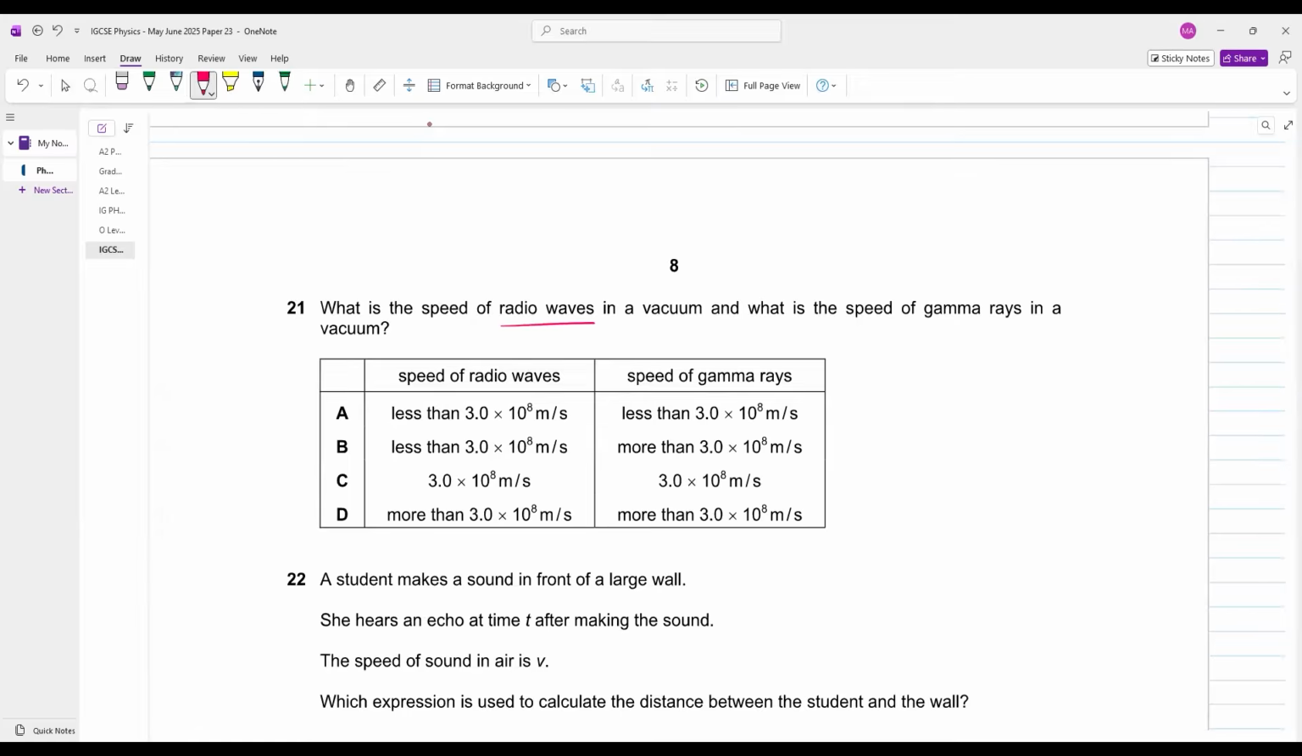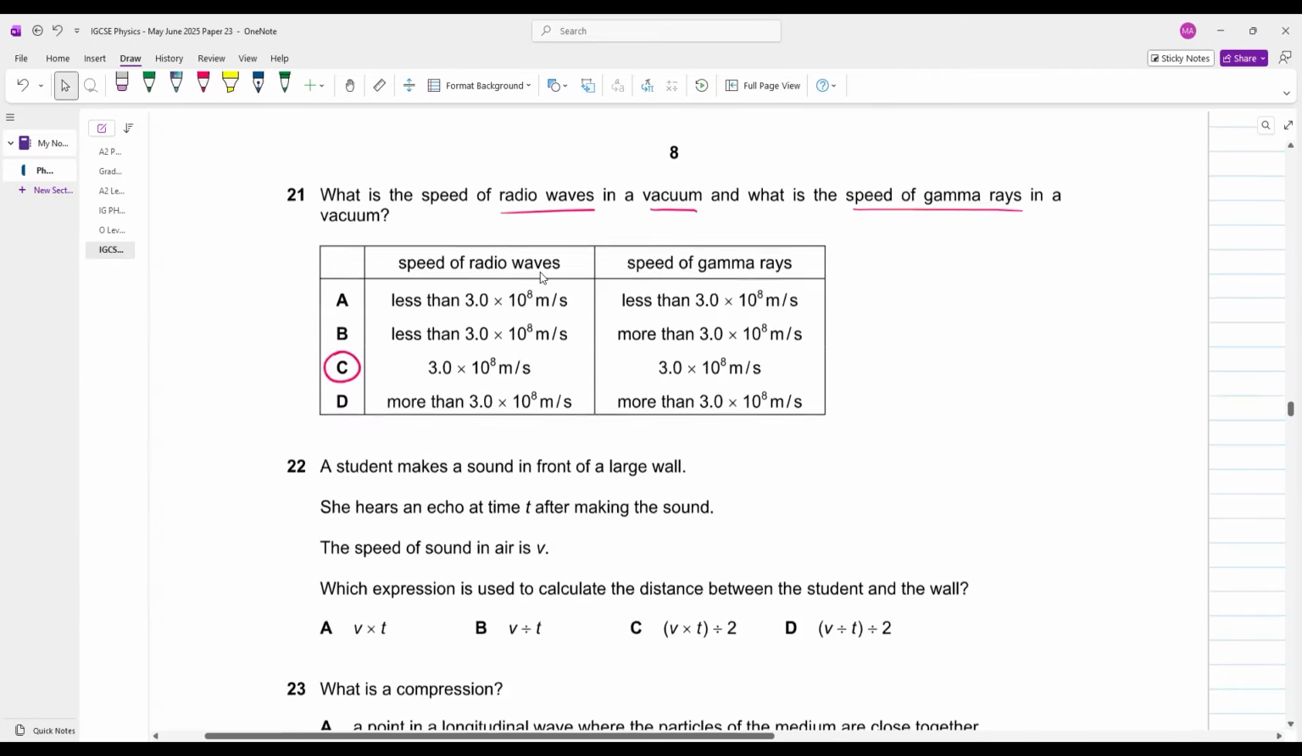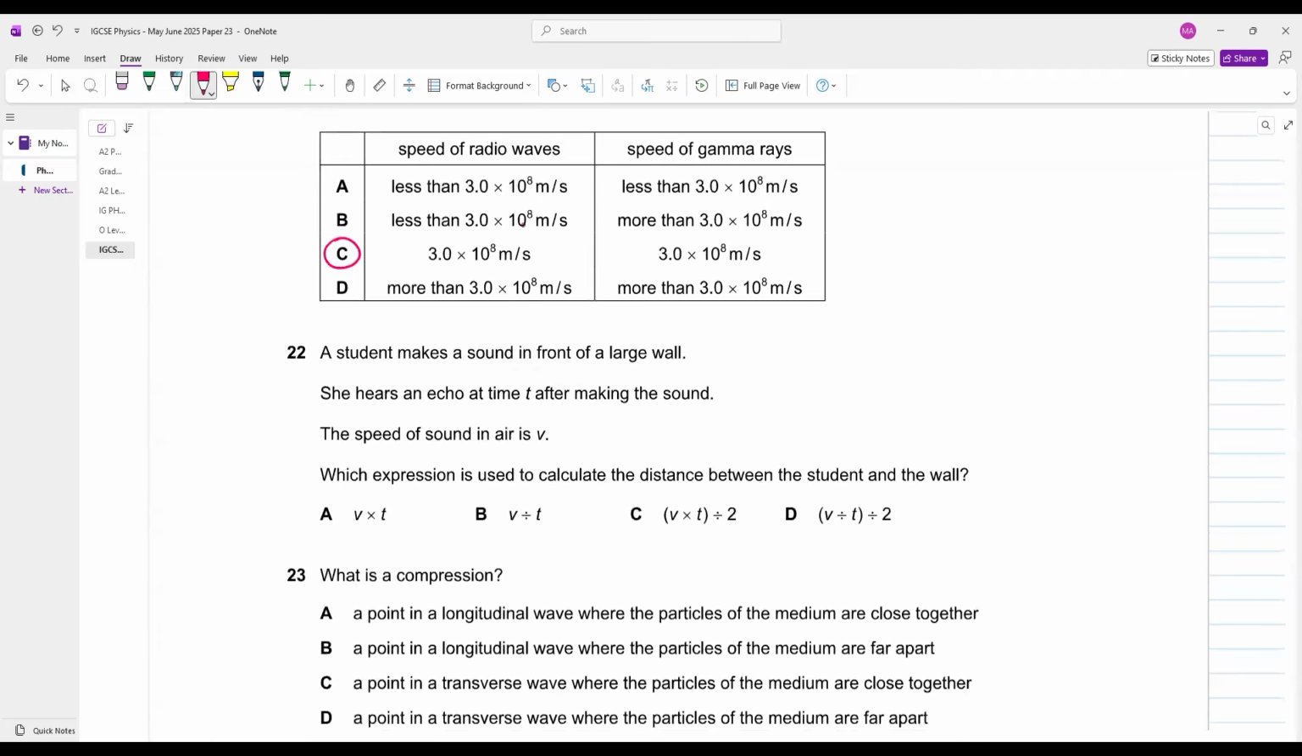आगे बढ़ते हैं, 21 पे आते हैं. What is the speed of radio waves in a vacuum and what is the speed of gamma rays in a vacuum? Radio waves की क्या speed है? 3 into 10 raised to the power of 8. Gamma rays की क्या speed है बेटा? 3 into 10 raised to the power of 8. C is your answer.